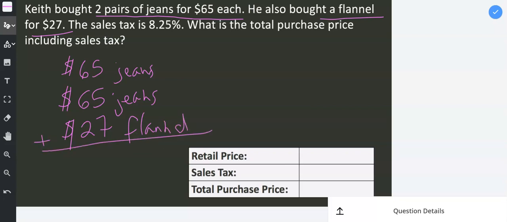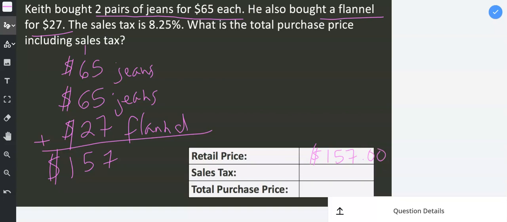So I'm taking my time. You're allowed to use a calculator, but I'd rather just add these myself. 5 and 5 is 10, plus 7 is 17, carry the 1. 6 and 6 is 12, plus another 2 is 14, plus another 1 is 15. So the retail price of these items is $157. If you want to put 0 cents, you can.